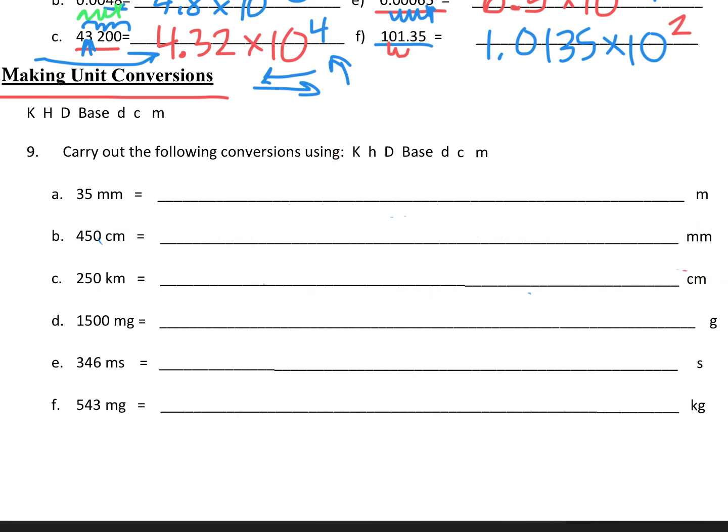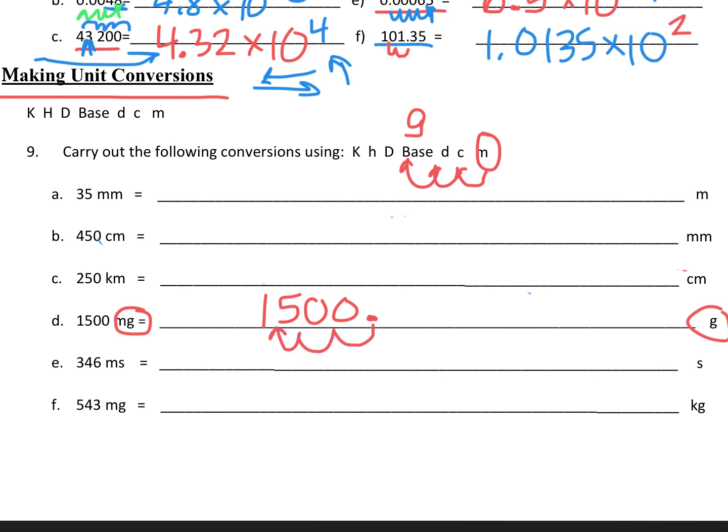Here we go with letter D, 1,500 milligrams to grams. Remember, grams is a base unit. So we can go from milli to regular grams, to base. 1, 2, 3 to the left. If I take my 1,500, assume that my decimal's to the right. If there's no decimal, I'm going to move 1, 2, 3 to the left. It looks like my decimal point is going to come between the 1 and the 5. So it's 1.5 grams for that one. Not too bad.